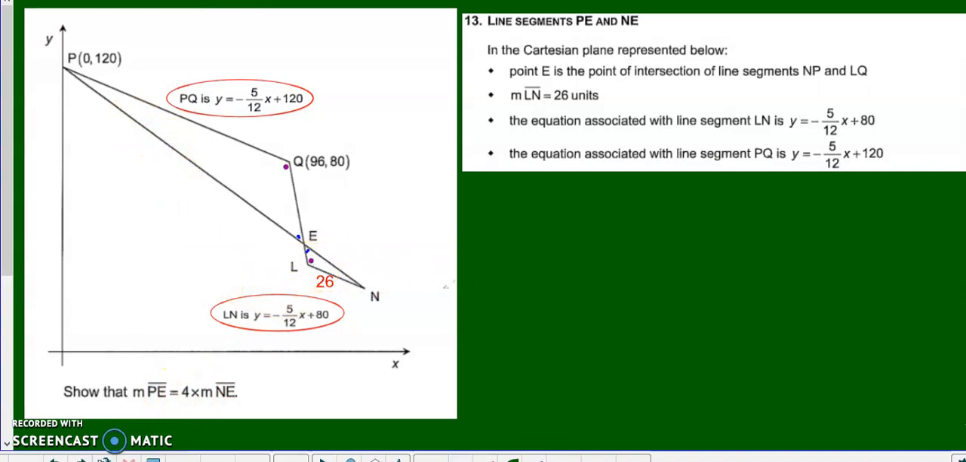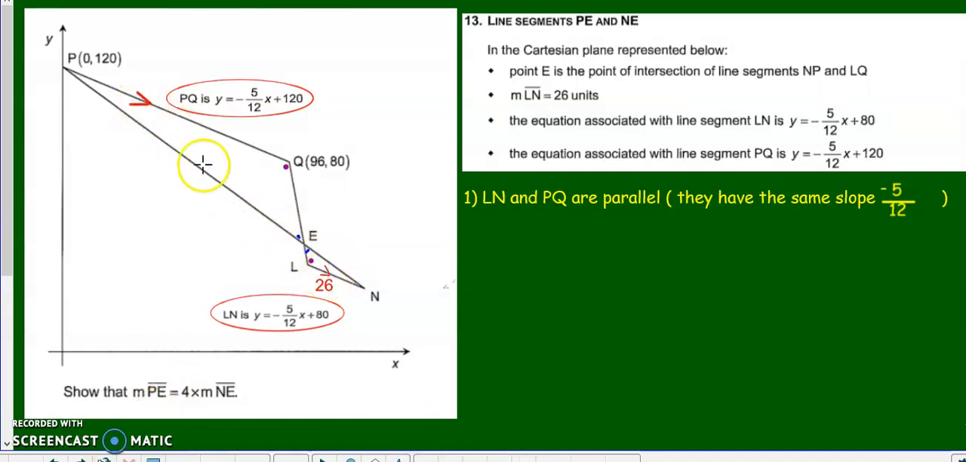Well, the first thing you should notice is that these two lines, PQ and LN, have the same slope. Negative 5 over 12, they have the same slope. So when two lines have the same slope, you know that they are parallel. So these two lines are parallel. I can put a little arrow here to show that this line is parallel to this line. So these little arrows show that they are parallel. Now since they are parallel, this line QL is a transversal.